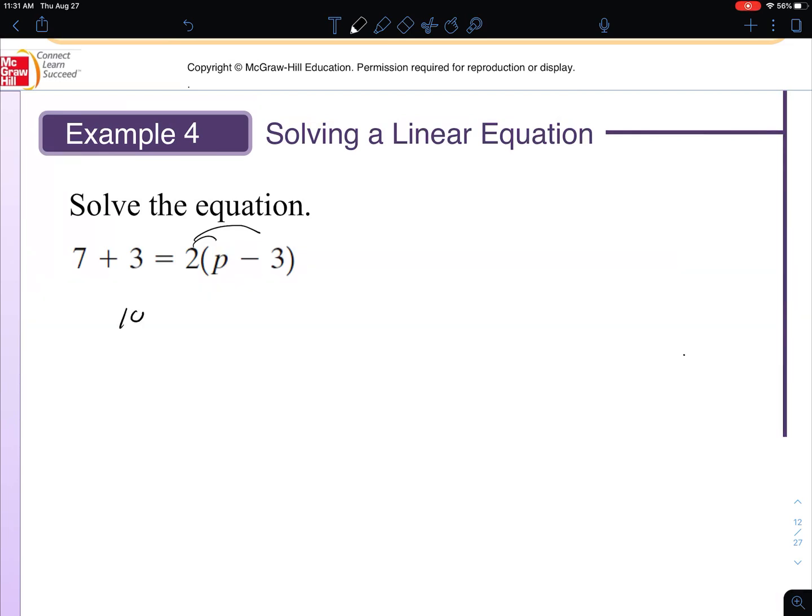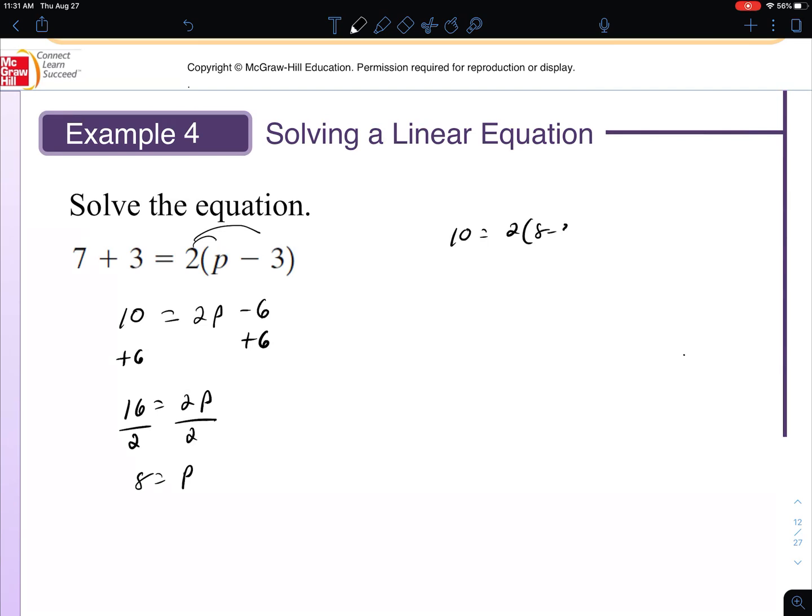So I'm going to go ahead and simplify the left side. This is going to be 2p minus 6, right? So 2 times p is 2p. 2 times negative 3 is negative 6. I'm going to add the 6 to both sides. So I get 16 is equal to 2p. Divide by that, right? So it's going to be 16 divided by 2 is going to be 8. So p is equal to 8.